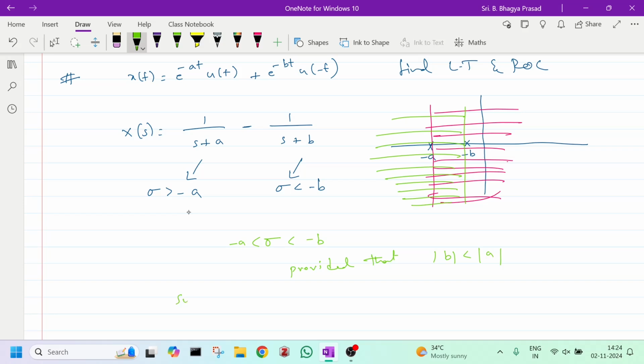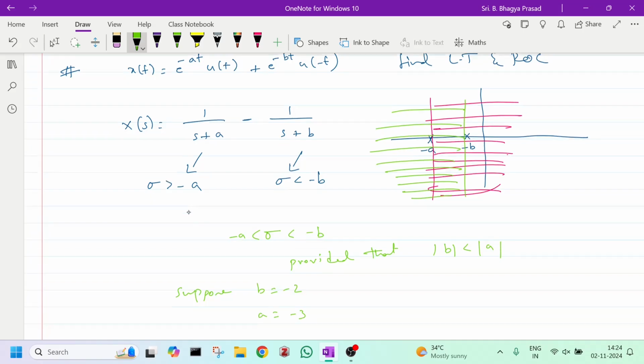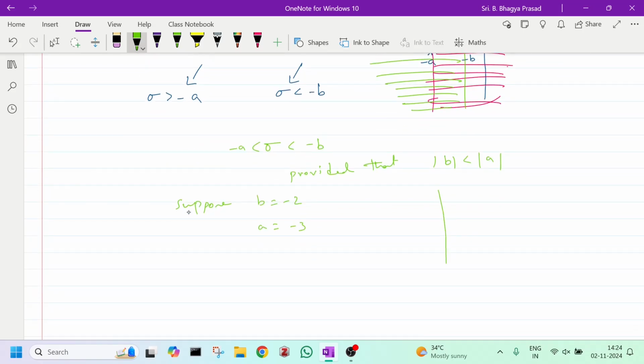Okay, suppose B is -2 and A is -3. You will get a common ROC like this, a strip. One is right sided and one is left sided. Okay, the common ROC is sigma in between -2 and -3, and this is case 1.